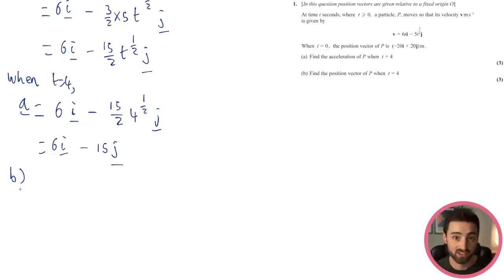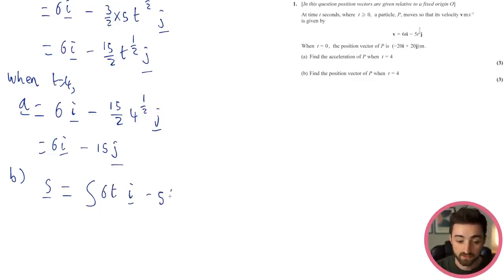We need to integrate the velocity here. So I'm going to say the following. The displacement is going to be the integral of the velocity. So the velocity is going to be 6ti minus 5t to the 3 over 2 j dt. So you could do these as separate integrals. The i's and the j's are really just going to sit outside here, but I'll just put it all in together and you'll see what I mean.